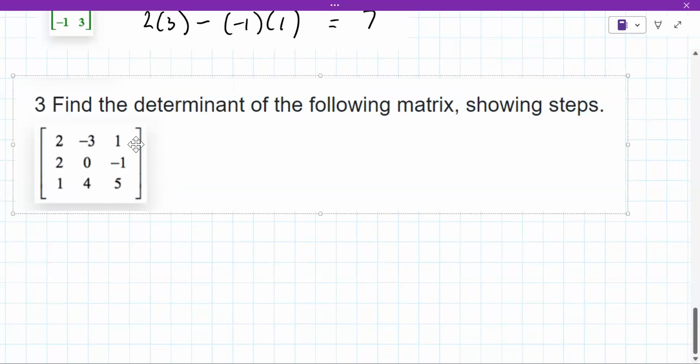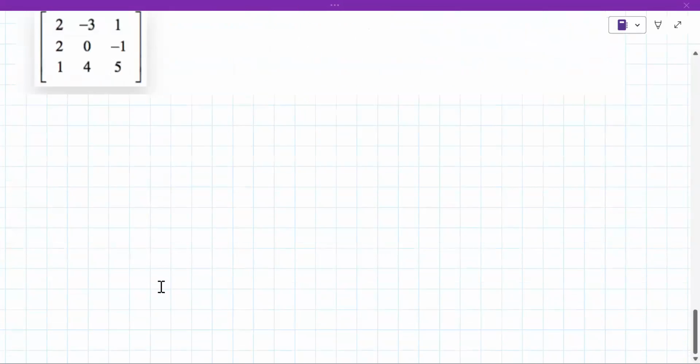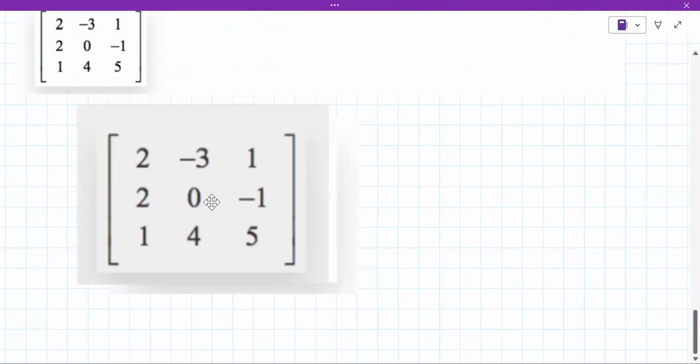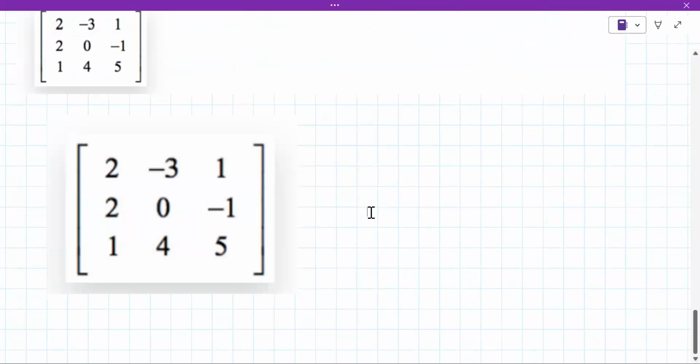So we're finding the determinants. It's a completely different approach than what we just did. So if you ever see this again, you have to remember there's one approach for 2 by 2s, and then there's another approach for what's called 3 by 3s. Okay, so I'm going to attempt to show you that here.